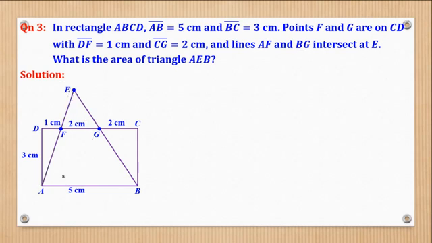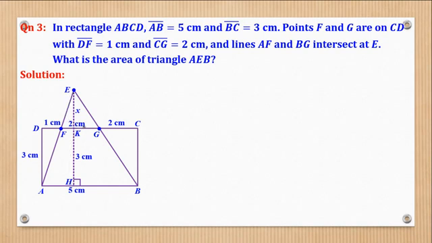For the area of a triangle, we need height and base. Now we know the base of the triangle, but we don't know the height. So I'm going to first draw a vertical line to meet AB. So this will be the height of this triangle. But on this height, we only know HK, because from here to here is 3 centimeters. But what about from here to here? That is what we need to first get.